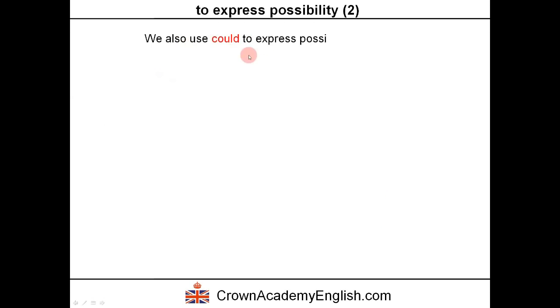And we can also use could to express possibility in the past. Now the form is slightly different here. This time we add the word have, could have, and it's followed by the past participle, not the base form. So it's could have plus the past participle.